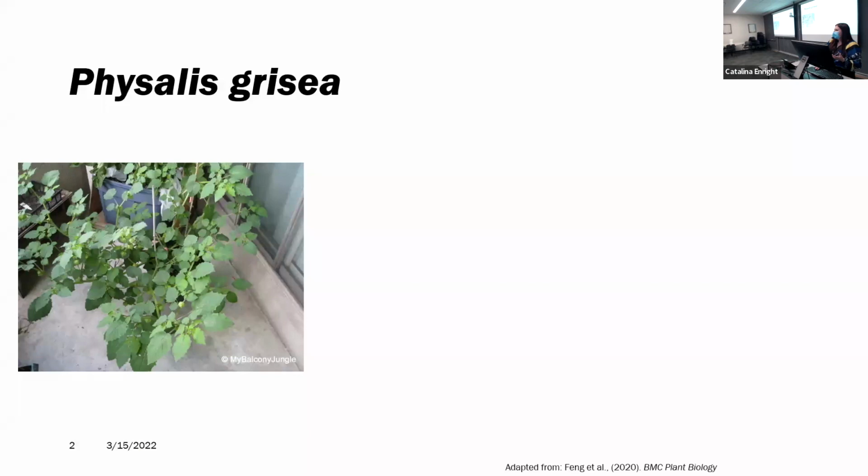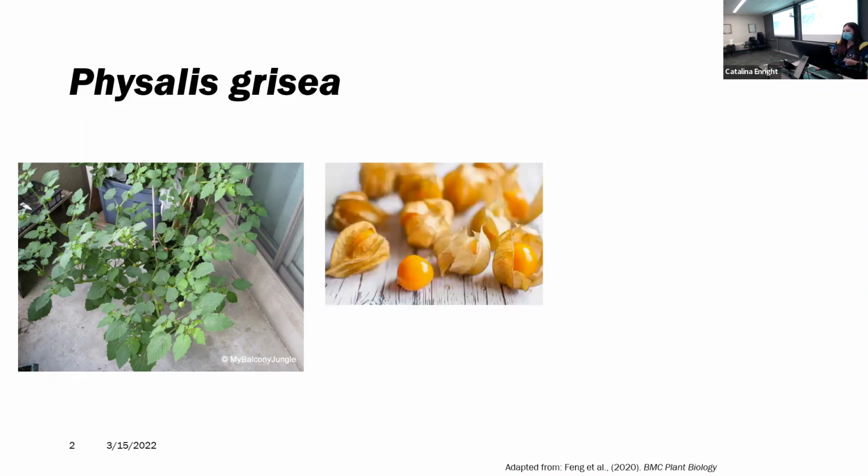So Physalis grisea can be characterized as a Solanaceae crop that has a sprawling growth habit and an indeterminate growth habit as well, meaning that the plant continues to produce fruit and mature them throughout the entirety of its life cycle. So these fruit are about the size of a grape tomato. They have the flavor profile of a cross between a mango and a pineapple, so pretty sweet and also tart.